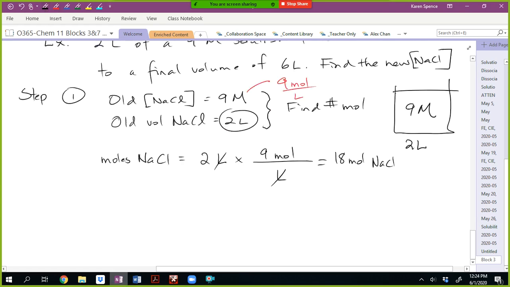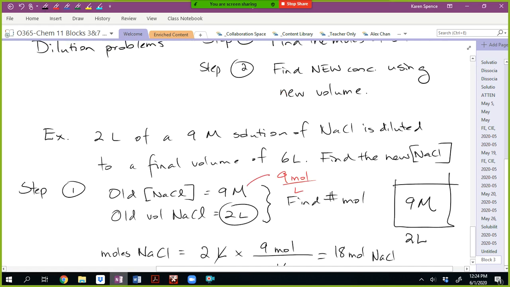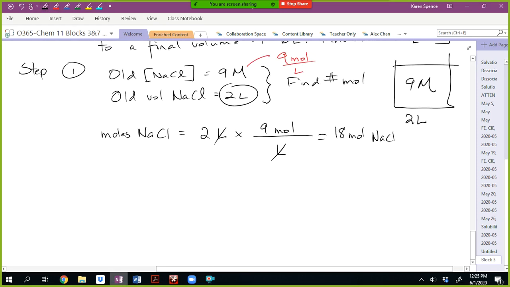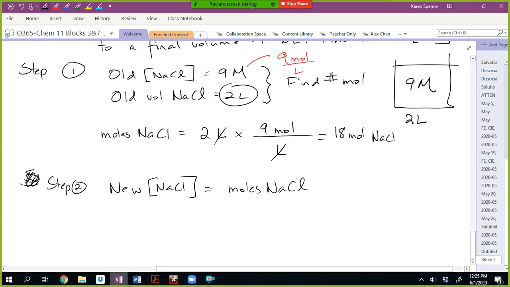And now we're going to proceed to add some water to it until we get to a volume of 6 liters, and we're going to use that new volume to find our new concentration. Step 2. So the new concentration of sodium chloride is moles, of course, of NaCl, which is the same as before. All we've done is add water to those 18 moles of sodium chloride. Same before and after dilution.